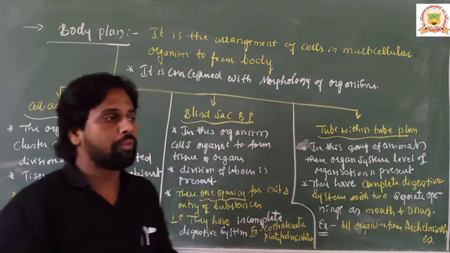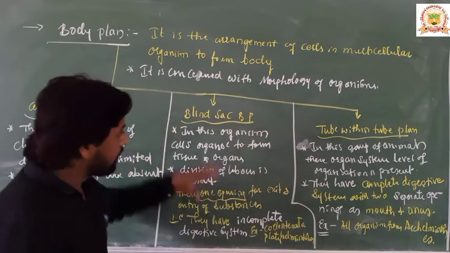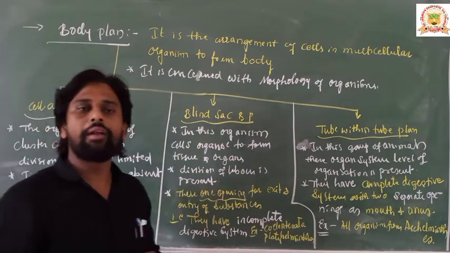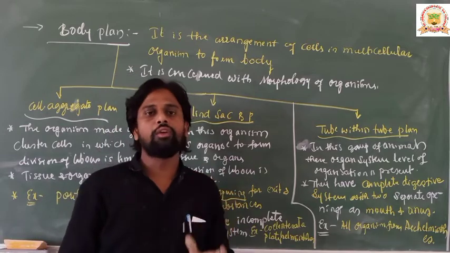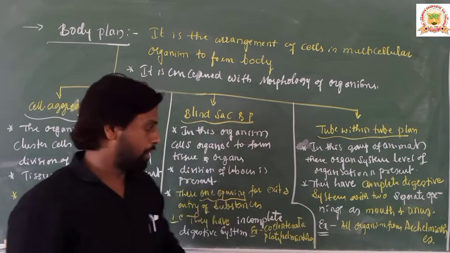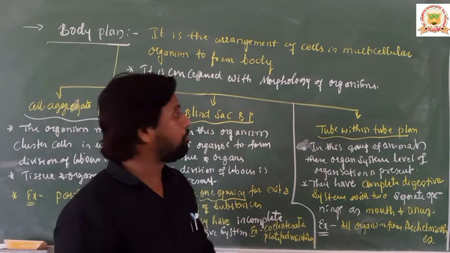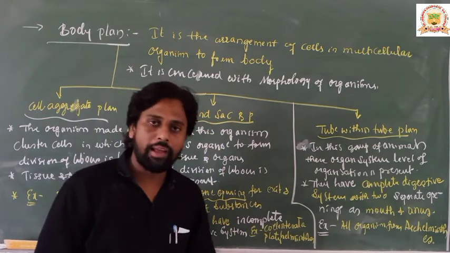Only one opening is going to be there that acts as a mouth, and that same one also acts as what? Anus. So such a group of animals comes under the blind sac. So you can say blind sac animals have the incomplete digestive system with only one opening. Examples are Coelenterata and Platyhelminthes, which come under the group of blind sac body plan animals.